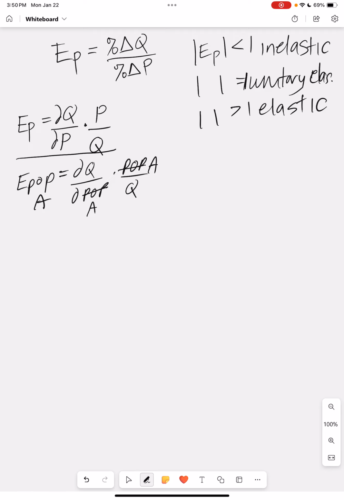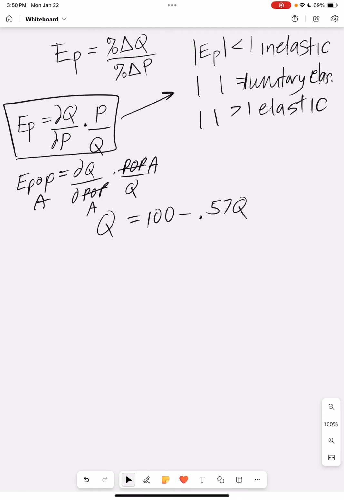So, back to regular old price elasticity, which is this stuff here. This assumes that you have a demand function. Let's just suppose the demand is 100 minus 0.57Q. It could be a fraction, it can be a decimal, whatever the case may be. And furthermore, you know this company charges, let's just say $50, and they typically sell 350 units of the good or service.